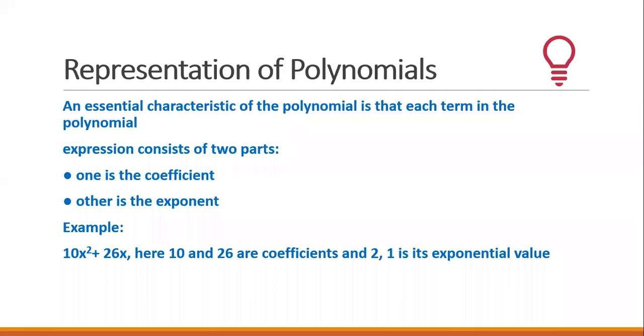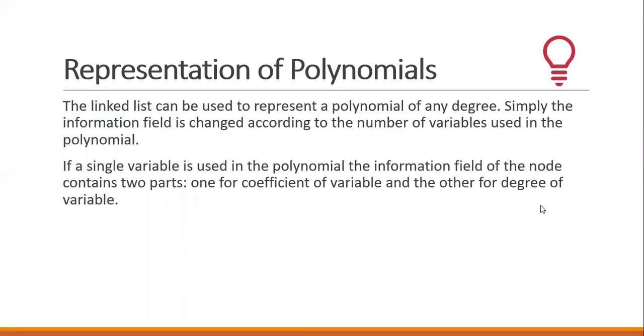I think we have been using polynomials for quite some time, maybe since our schooling days, so we definitely know what a polynomial looks like. Now let us see how a linked list is actually helping us to represent it. A linked list can be used to represent a polynomial of any degree. Simply the information field is changed according to the number of variables used in the polynomial. If a single variable is used, the information of the node contains two parts, one for the coefficient of the variable and one for the degree of the variable.